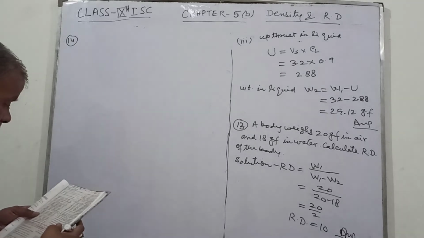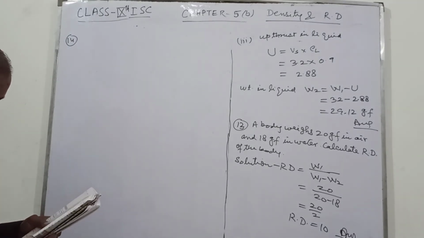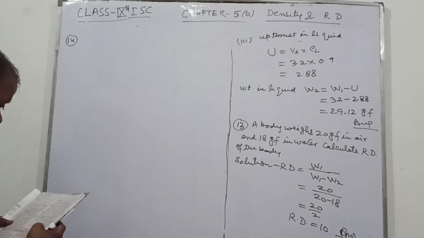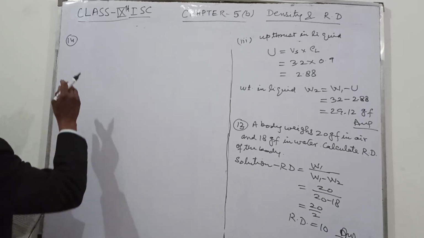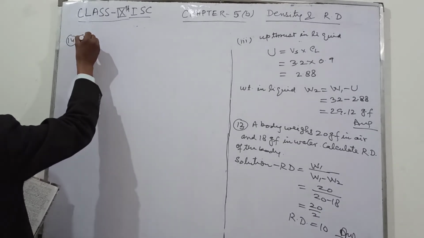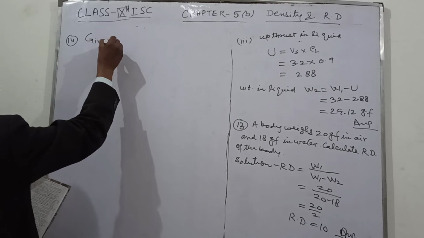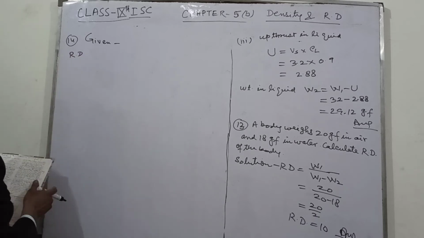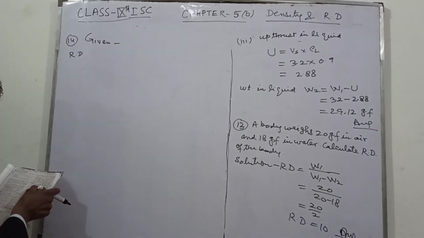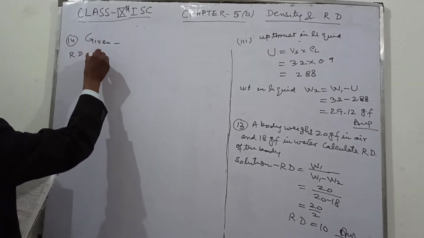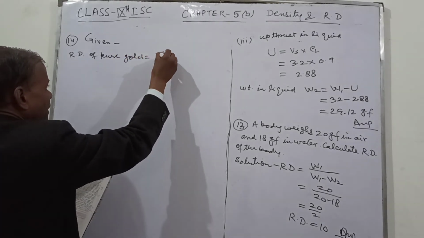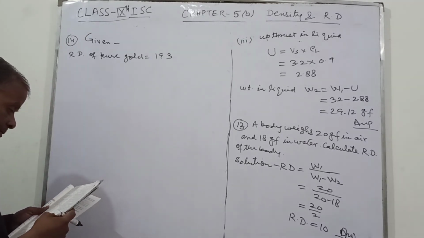Question number 14. Now a jeweler claims that he makes the ornaments of pure gold of relative density 19.3. Given, RD of pure gold is equal to 19.3, and that he sells the bangles weighing so much gram to a person.